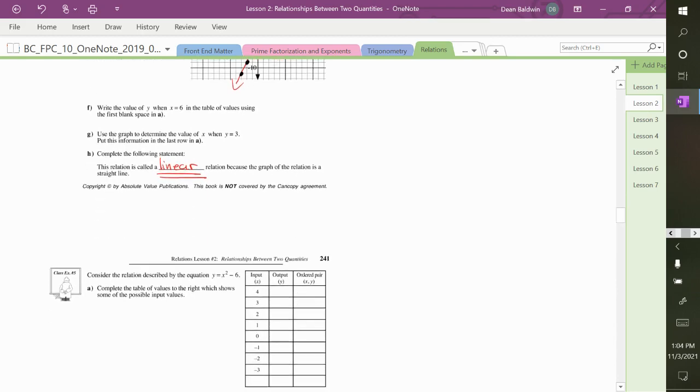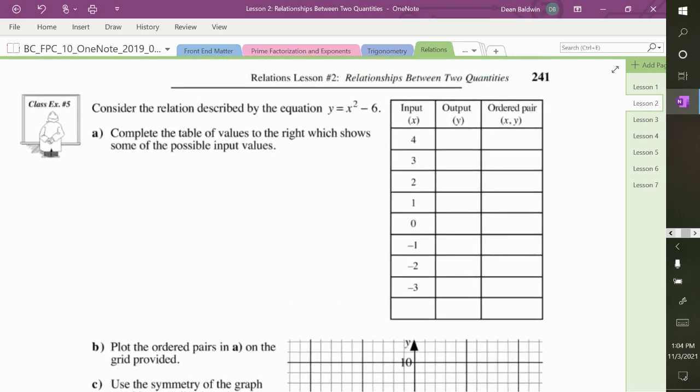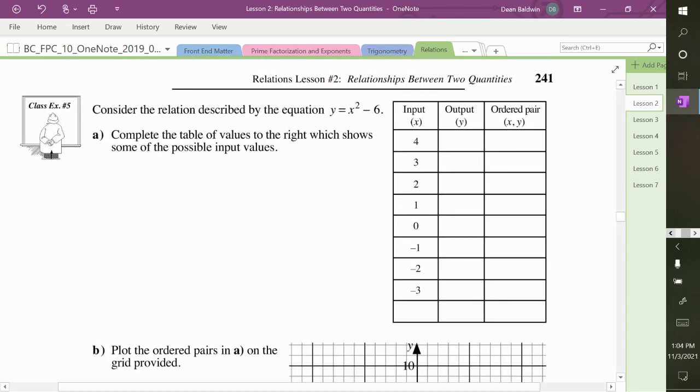Congratulations. All right, if you flip to the next page, 241, we have this lovely equation. Y is equal to x squared minus 6. They have given us all the x values to input. What do you want that one to be? Negative 4. It makes sense. I do have to agree that it makes sense for it to be negative 4.